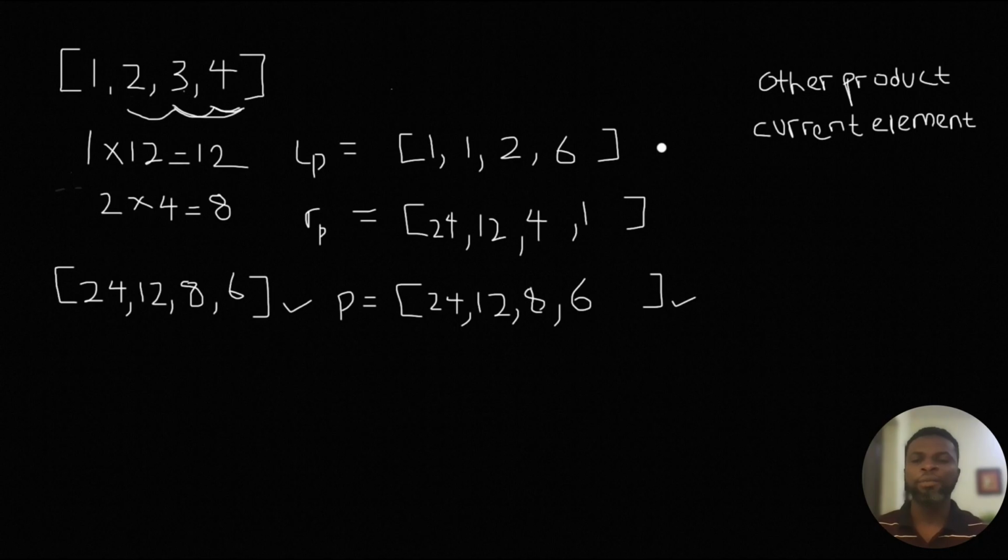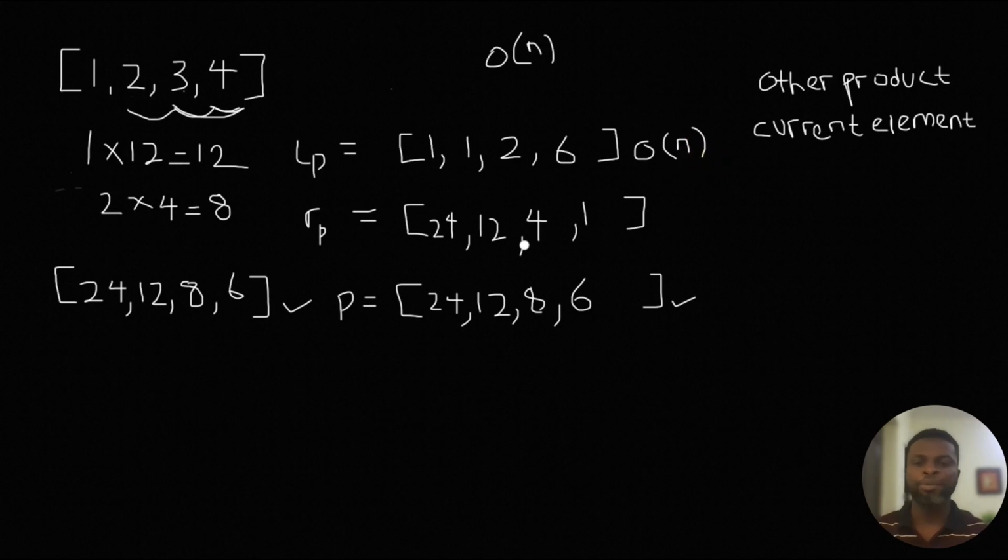Now, I would like to talk about the time and space complexity of this algorithm. The time complexity of this algorithm is big O of n. Now, why is it big O of n? To populate the left product array, I have to go through each element in the array once. So if you have n elements in the array, that will take n operations. So that is big O of n time complexity.